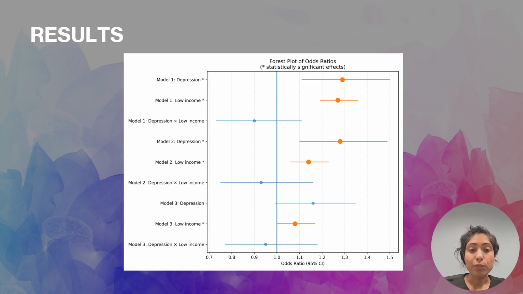This is our results put into a forest plot. The ones that are in orange are statistically significant. Model 1 was the model that was unadjusted. Model 2 was the one that was adjusted only for socioeconomic and demographic factors, and Model 3, as you can see, was fully adjusted, including health behaviors and health status.